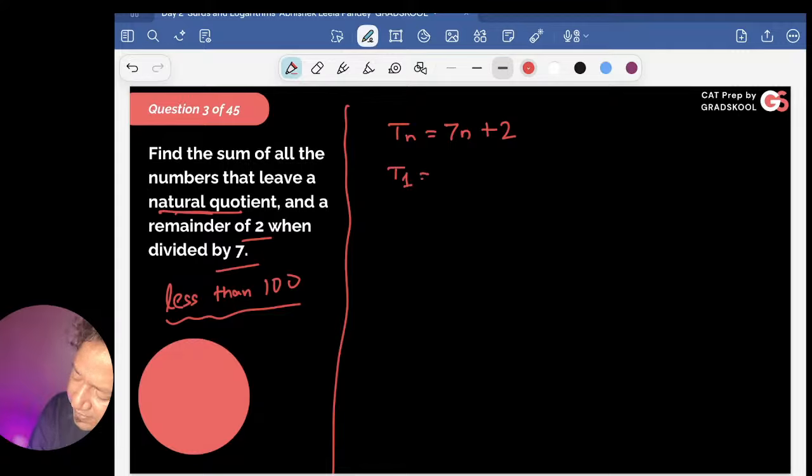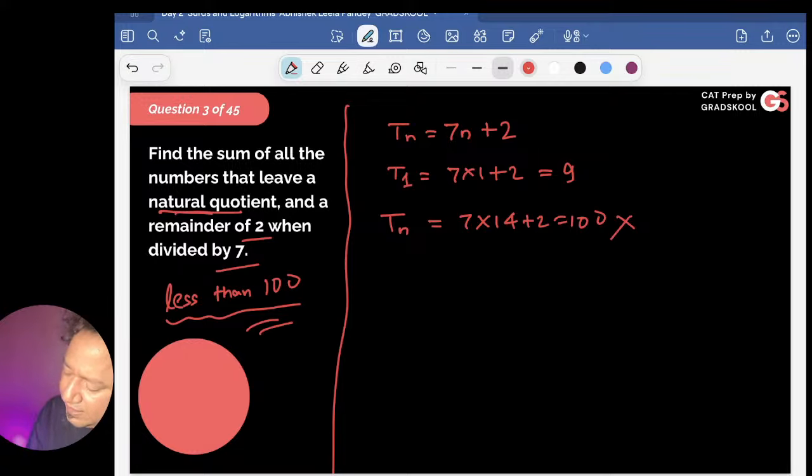t1 must be 7 into 1 plus 2, that is 9. एंड लास्ट टर्म tn क्या हो जाएगा. 100 के टेबल में 7 से डिवाइड कर दो, you get 7 14s are 98. So 7 14s are 98. Okay, so if I take 7 into 14 plus 2, that becomes 100. I cannot consider this because it has to be less than 100. I'll need to take 7 into 13 plus 2. All right, that is 93. This is what I want to take. Clear?